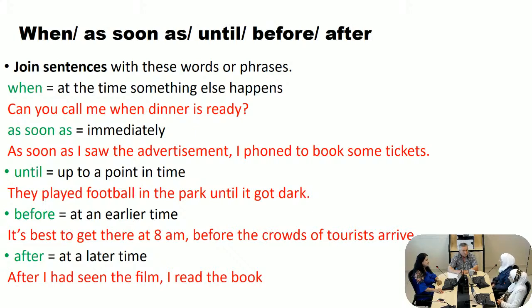Until means up to a point in time. They played football in the park until it got dark. Before: at an earlier time. It's best to get there at 8 a.m. before the crowds of tourists arrive. After is the last word, and it means at a later time. After I had seen the film, I read the book.